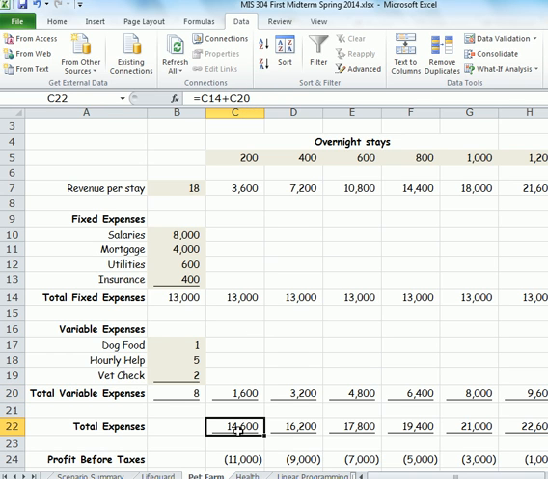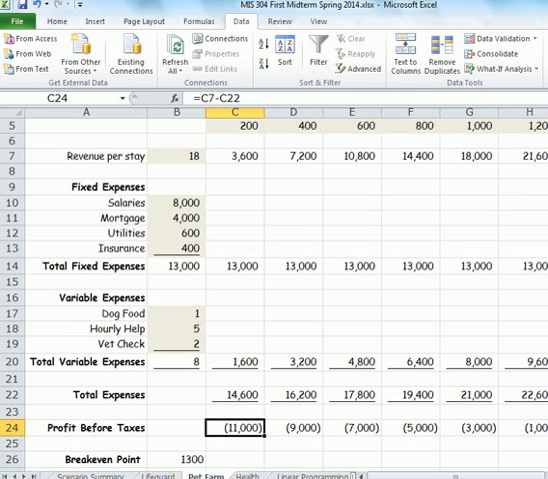Total expenses is equal to your fixed plus variable. Profit is equal to revenue minus total expenses. And then your break even is the fixed divided by the difference. So I have to put between parentheses the difference between revenue and variable cost. The last part is the goal seek.